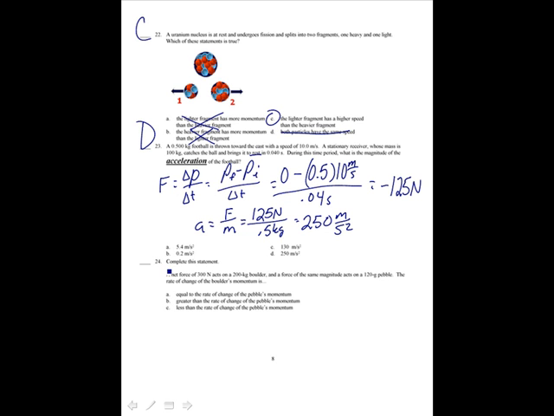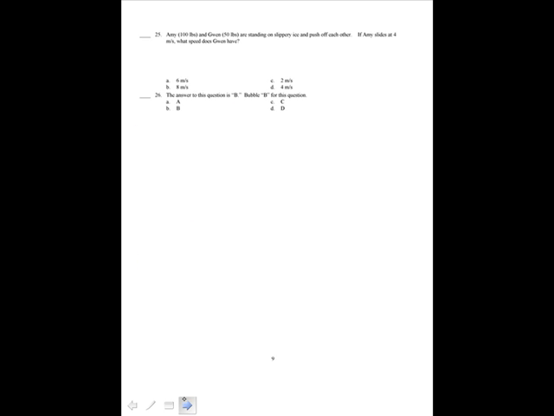Complete this statement. A net force of 300 newtons acts on a 200 kilogram boulder, and a force of the same magnitude acts on a very small pebble. The rate of change of the boulder's momentum, that means what is delta P over delta T? Well, the force is the same, so the rate of change of momentum is the same. That's A.